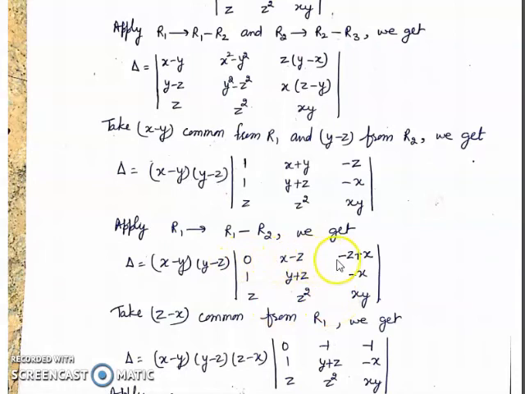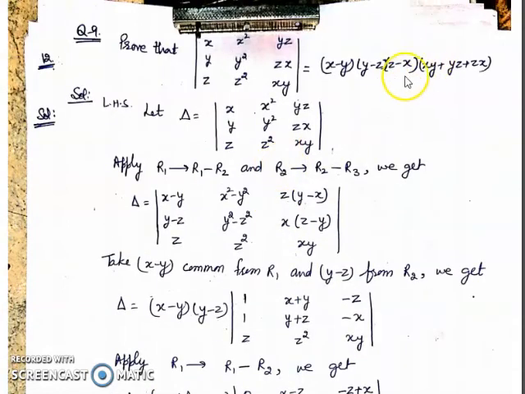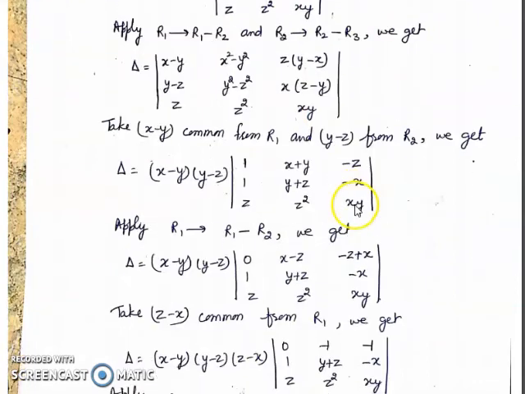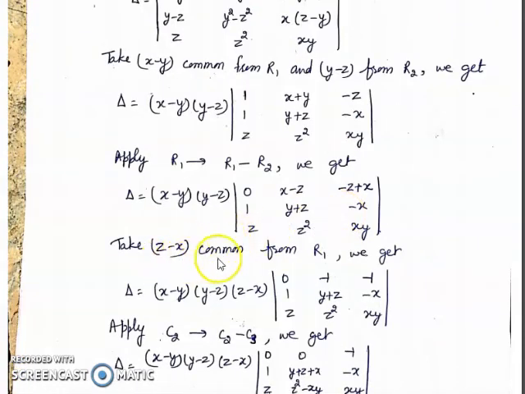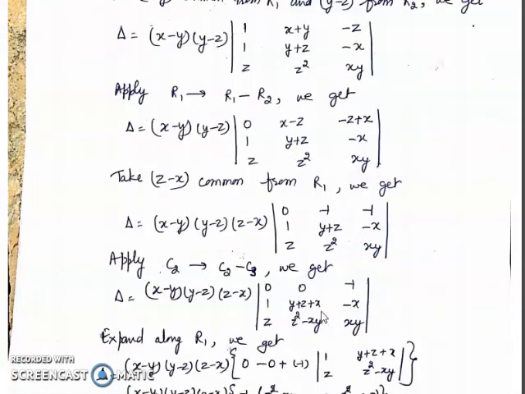Now we take x minus z common from R1. Sorry, z minus x, because on the right hand side we have z minus x. So we take z minus x common from R1. So 0. Z minus x we are taking common. So here minus 1 and it is also minus 1. R2 and R3 remain the same. Our purpose is to make maximum 0.